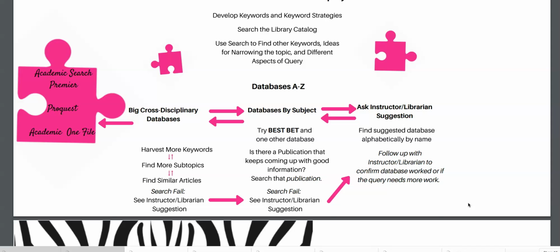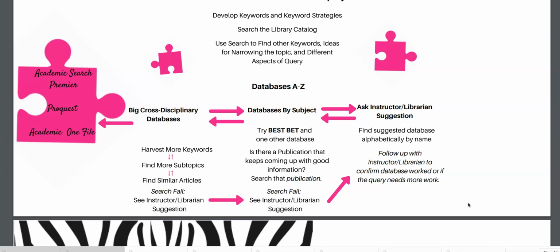And finally, everything's gone wrong. You've spent hours searching, which by the way, you shouldn't have. Probably 15 minutes or less, I would expect you to get to something. And if you use these techniques of harvesting the keywords, looking at the subtopics, finding similar articles, you're going to be in a great spot. But have these things failed, it is likely not you.